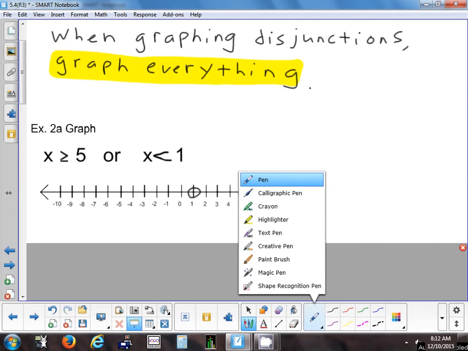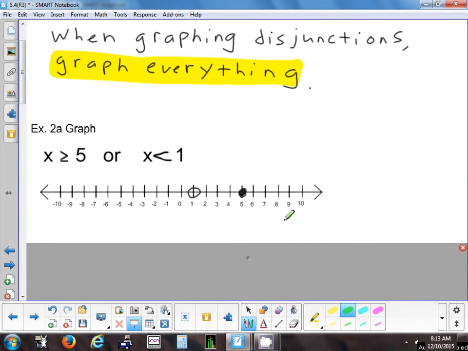All right, so now I took care of my circles. Now I'm going to use my highlighter to do my shading. Let's start with the closed circle. Which way do I shade? Right. Yep, I'm going to shade to the right. And for my open circle, I'm going to shade left. And that's it. All I do is graph everything. I'm done. Do I look for overlap here? You think, no. If they overlap, great. If they don't, who cares? With the word or, we don't care about overlap. That answer is perfect. Any questions on that one?